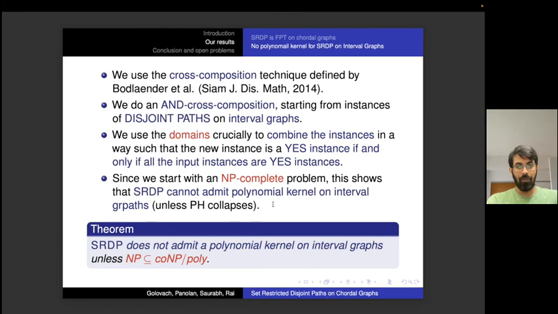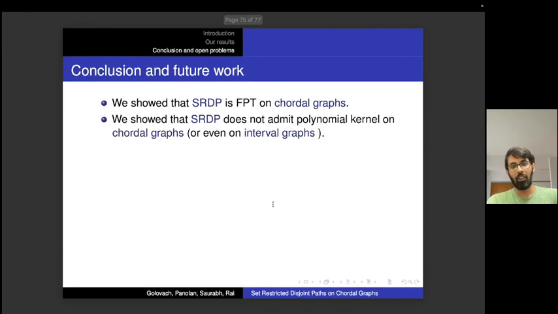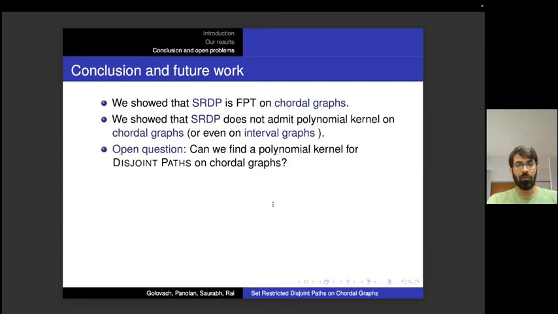But yeah, so this has been our main contribution, that we showed that this is FPT on chordal graphs and it does not admit a polynomial kernel on chordal graphs. In fact, even on interval graphs, it does not admit a polynomial kernel. But we were not able to solve what we feel is a more important question, which is if we can find a polynomial kernel for disjoint paths on chordal graphs.